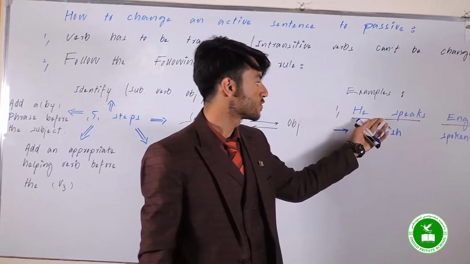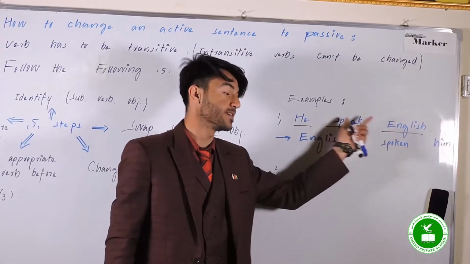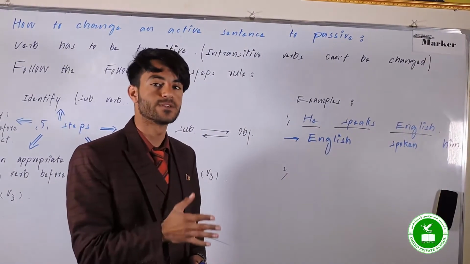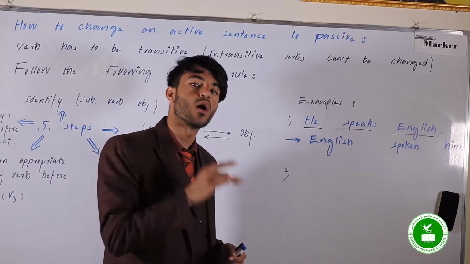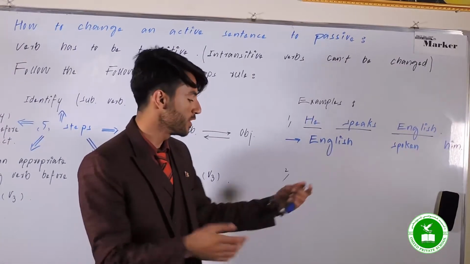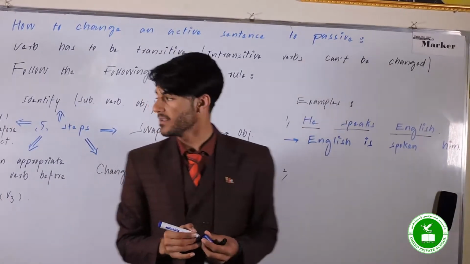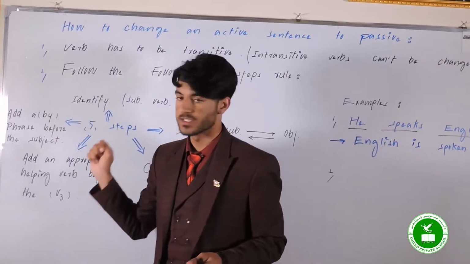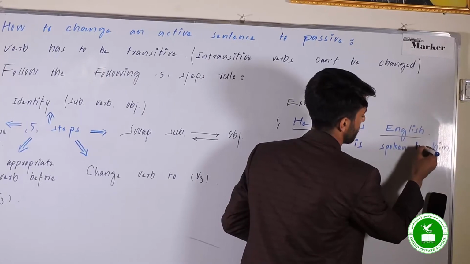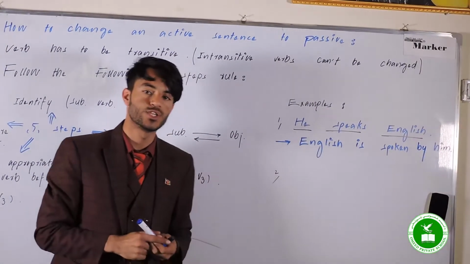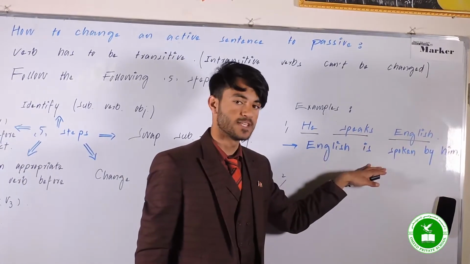Let's look at the sentence. What tense is it? This is simple present tense. He speaks English. So the helping verbs of simple present in active are do and does. But be careful, in the passive we use is and are. English is singular, so we use is with it. English is spoken. And the last step: add a by phrase before the subject. What was our subject? Him. So we use by before him. Now we have changed the sentence to passive: English is spoken by him. This is a passive sentence.